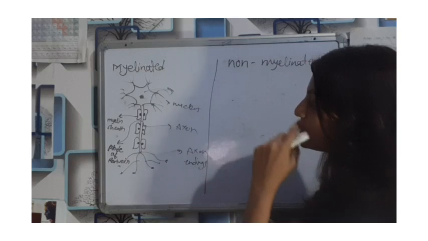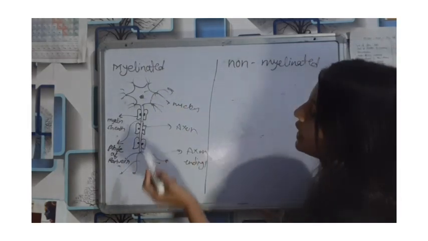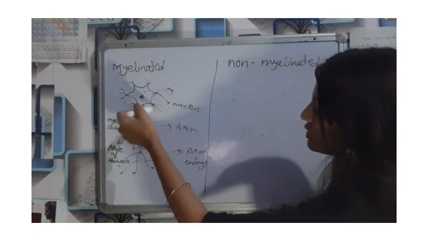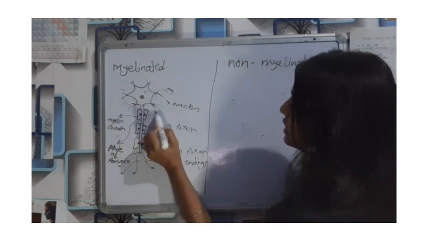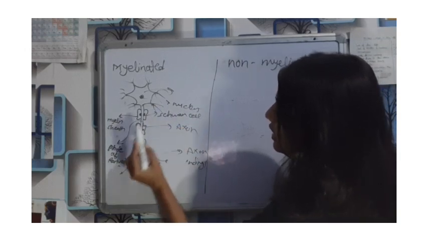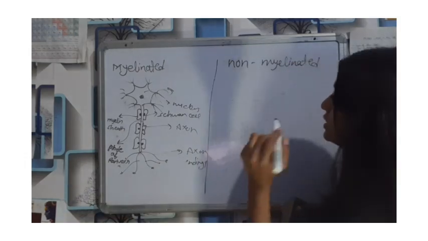So this is a rough diagram of a myelinated neuron. Nucleus, cell body, axon, myelin sheath, and these are Schwann cells. And the space between the myelin sheaths is called the node of Ranvier.